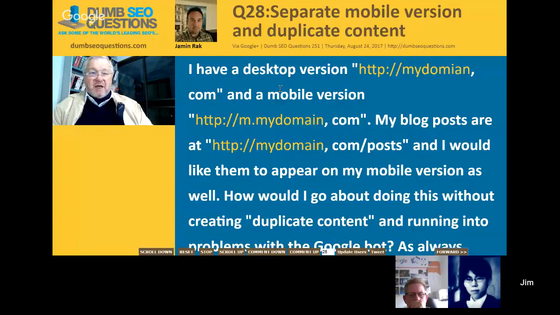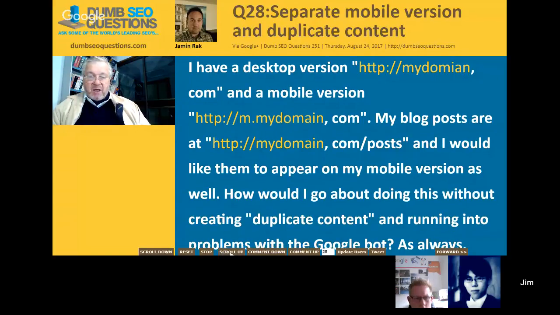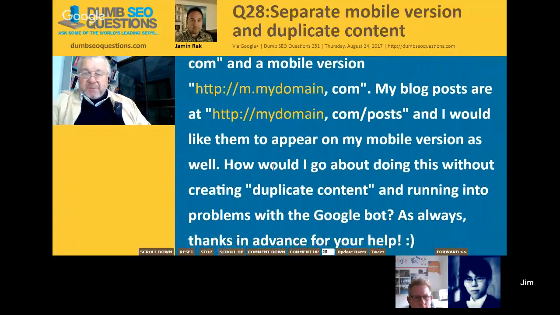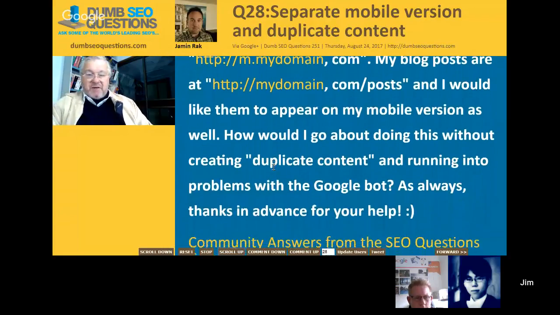All right, he said, I have a desktop version, mydomain.com, and a mobile version, m.mydomain.com. My blog posts are at mydomain.com/posts, and I would like them to appear on my mobile version as well. How would I go about doing this without creating duplicate content and running into problems with Googlebot? As always, thanks in advance for your help.